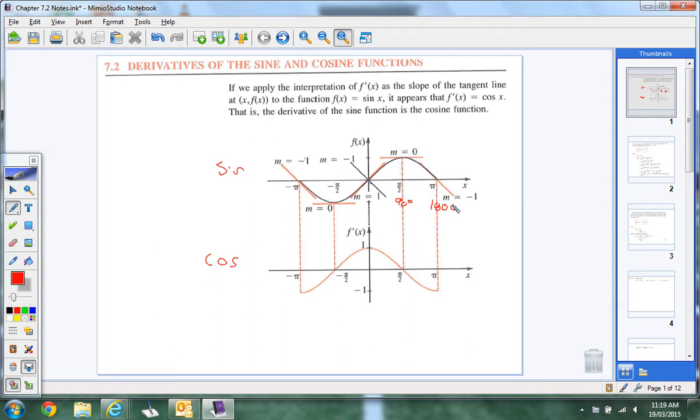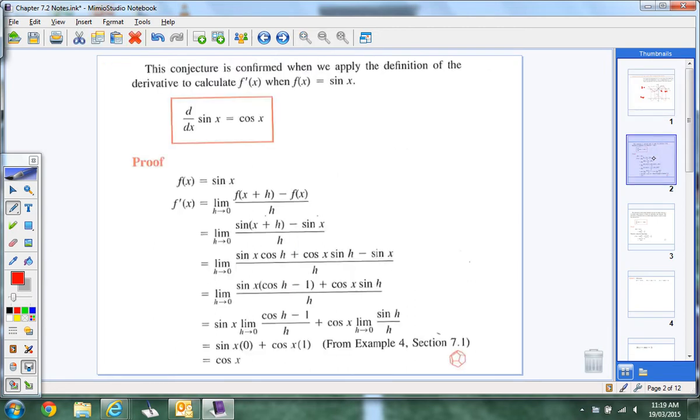The first thing we're going to talk about, and we're not going to go through the proof very much, is the definition. The derivative of sine is cosine. That's all you need to know. Whenever you take the derivative of sine, it's a cosine. Here's the proof: when you work through it, everything cancels out to being just a cosine.